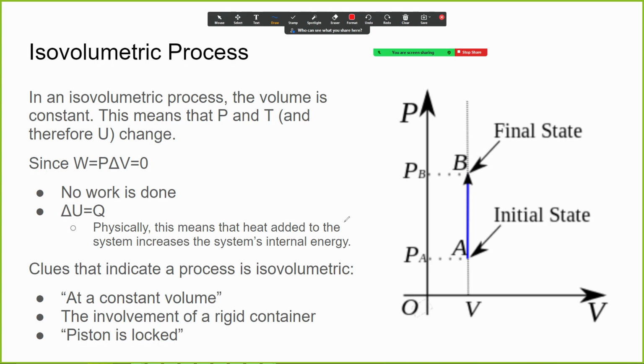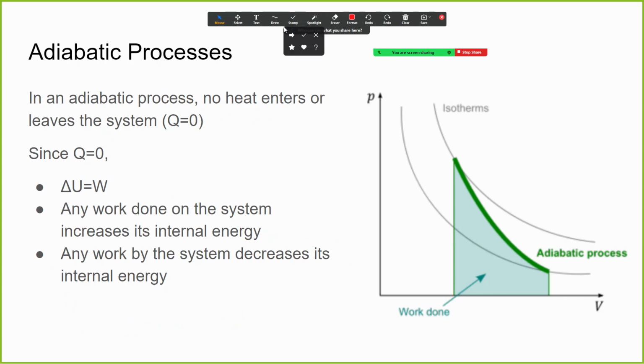But if something's isovolumetric, they'll say it's at a constant volume, or there's an involvement of a rigid container. A rigid container means that the volume is not going to change, or the piston is locked. If a piston is locked, then the gas can neither expand nor contract, and therefore the volume is held constant.